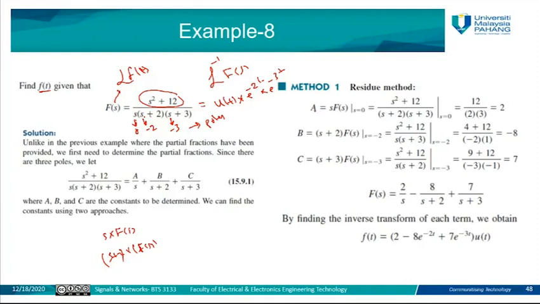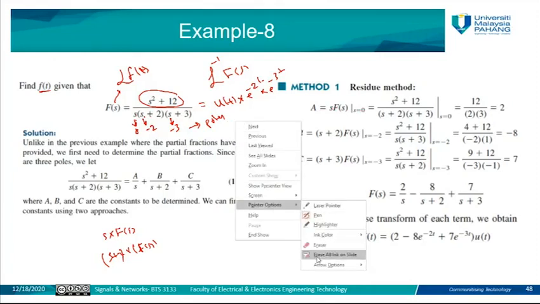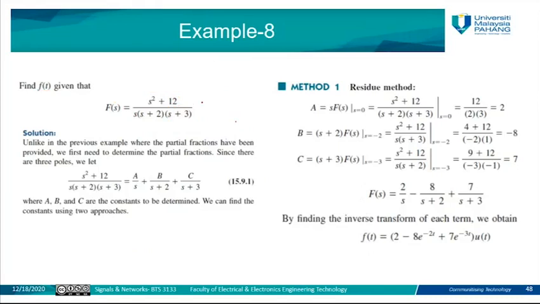The first one, A is equal to s times F(s) when s equals 0. You just multiply s times the function here. This is our function; if you multiply by s, then you substitute each s by 0. That means when you multiply by s, this s will cancel with that s. Then this becomes 0, this becomes 0, this becomes 0. So you have 12 over 2 times 3, which is 6. So 12 over 6 is equal to 2. This is the value of A.